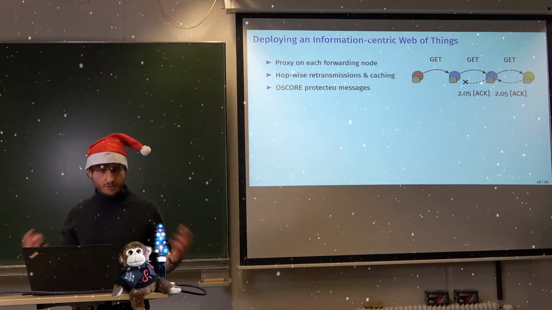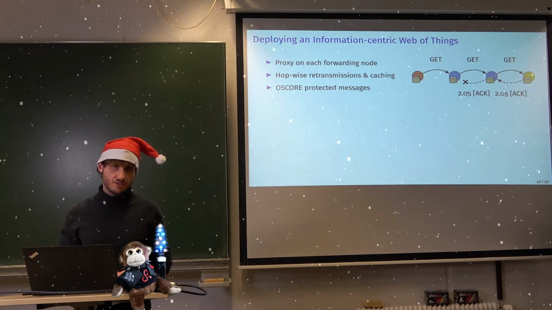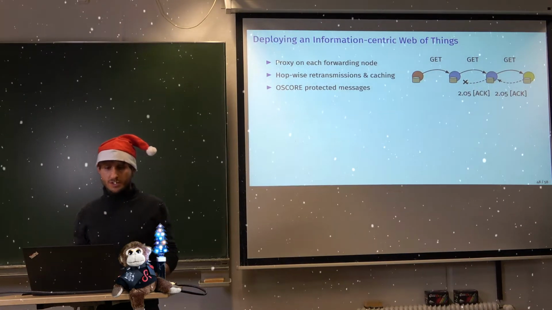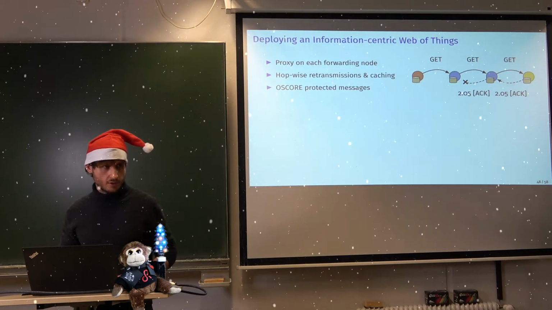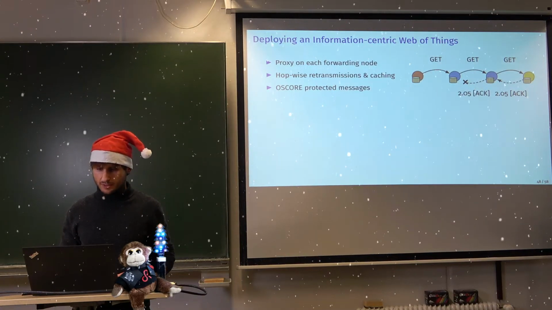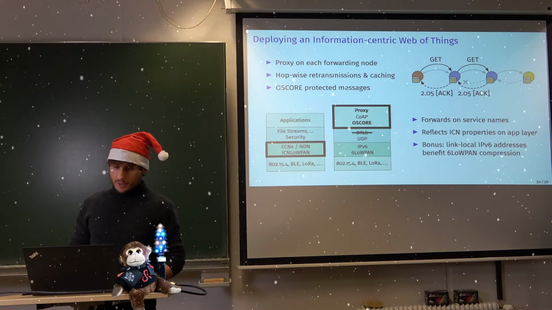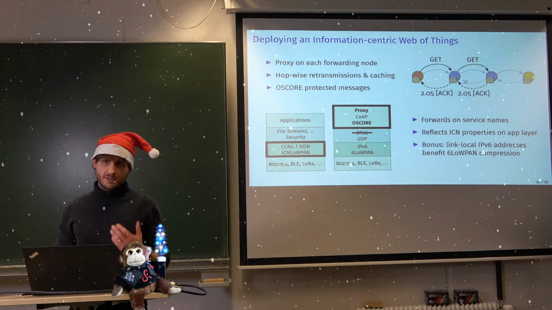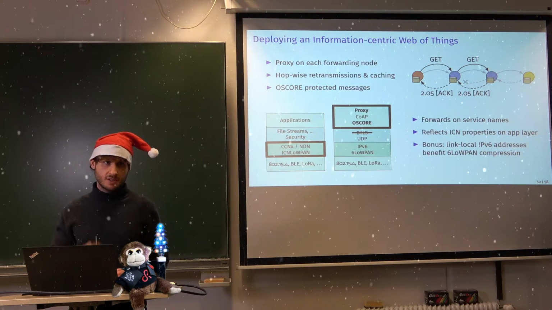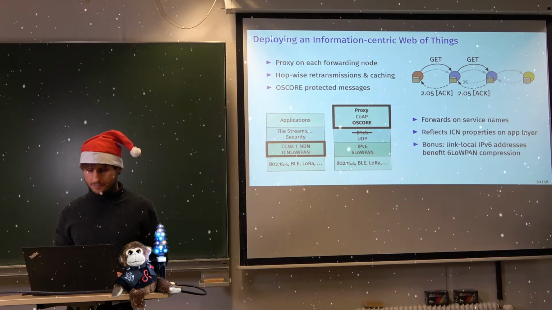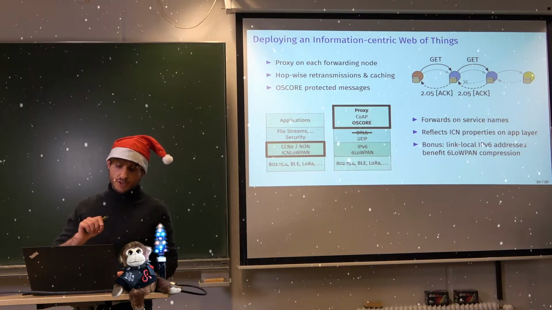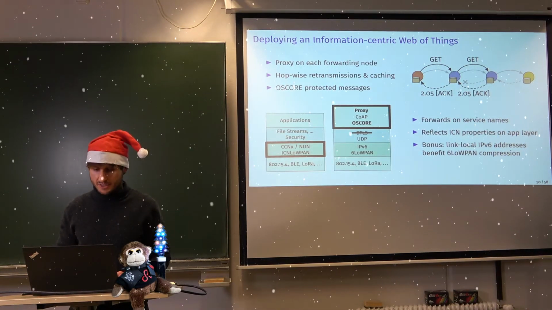We have a multi-hop path, or a deployment, and each forwarding node on this deployment is a CoAP proxy. So this means we have stateful forwarding on each hop, we have caching on each hop, and all messages are OSCORE protected. And since we are using CoAP on the application layer, we have names. So this is also very similar to what NDN provides. We don't address hosts, we are now using names to retrieve data. And all the ICN properties that NDN provides on the network layer, we are now doing on the application layer with this setup.